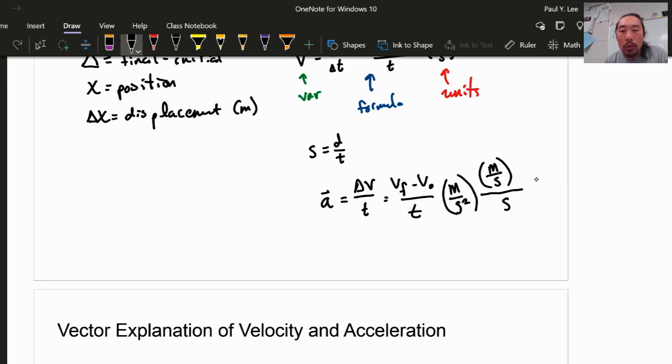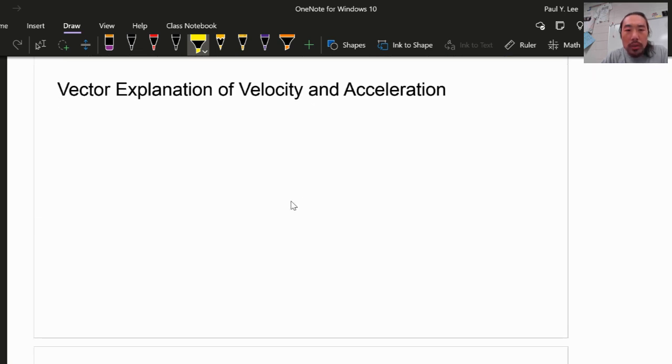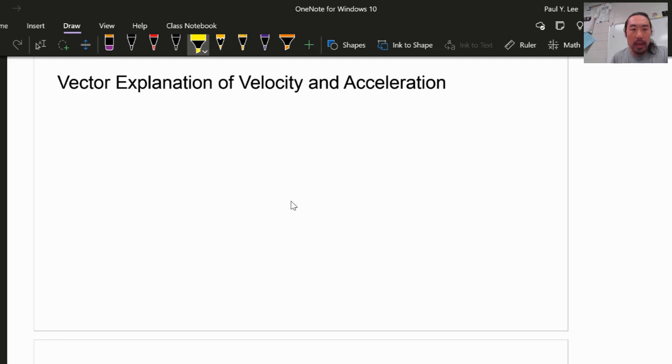So you'll often hear me at the beginning of the year give the units for acceleration as meters per second per second, instead of meters per second squared. It's just a better way of understanding what acceleration truly is. It's a change of velocity per unit of time. Okay, so let's go into the vector explanation of velocity and acceleration.